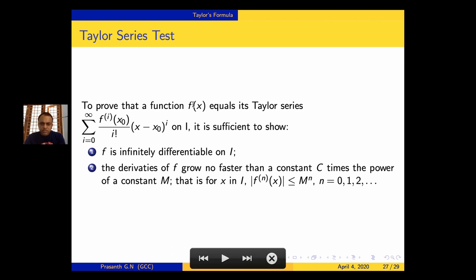So we want to show that f of x is equal to this Taylor series. Suppose that you have been given a function f of x, and f of x is equal to this Taylor series. Then for that, it is enough if we show f is infinitely differentiable on I. This I is the interval which contains x0, and the derivatives of f should not grow arbitrarily. It has an upper bound, that is, the modulus of the nth derivative of f of x is less than or equal to m raised to n.